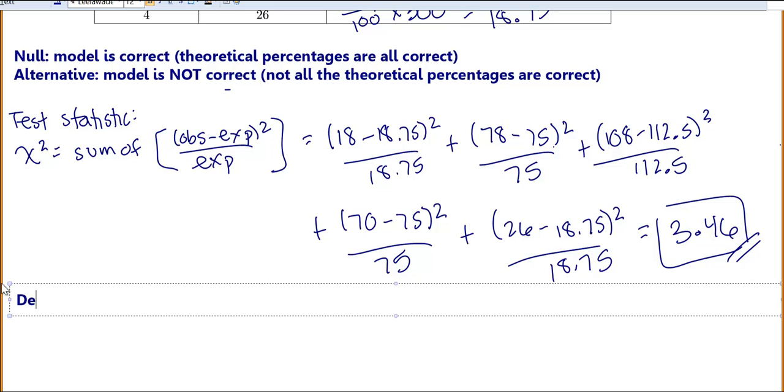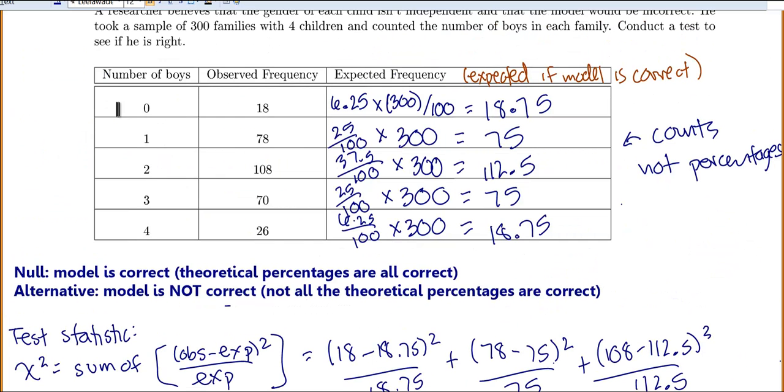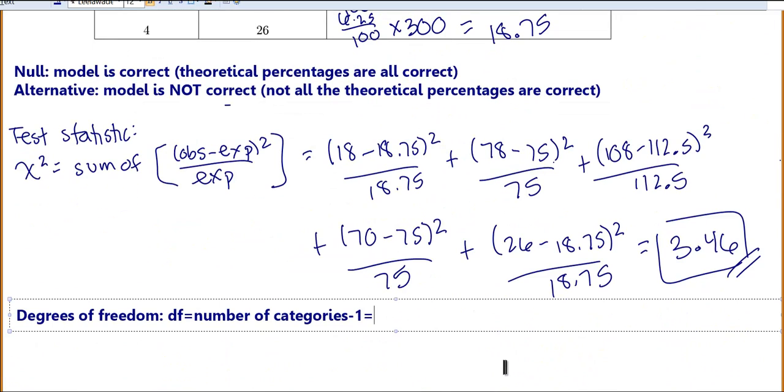For my degrees of freedom, your degrees of freedom is your number of categories minus 1. So in our case, we have 1, 2, 3, 4, 5 categories. So 5 minus 1 is 4.